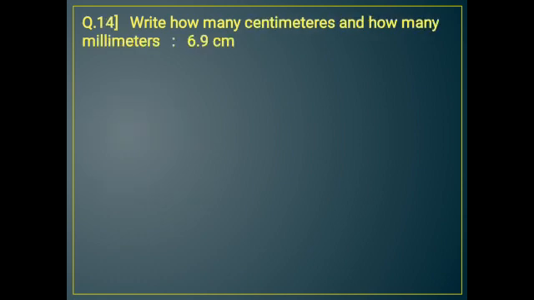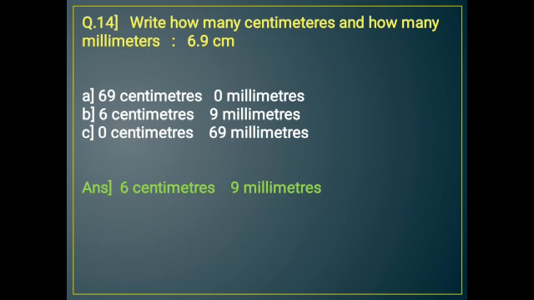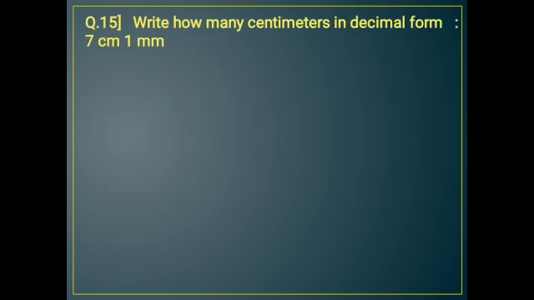Next, write how many centimeters and how many millimeters. So 6.9 centimeter. So here the options are 69 centimeters 0 millimeters, 6 centimeters 9 millimeters, 0 centimeters 69 millimeters. So here the decimal point which is here, before decimal point it is centimeter and after decimal point it is millimeters. So answer is 6 centimeters 9 millimeters.